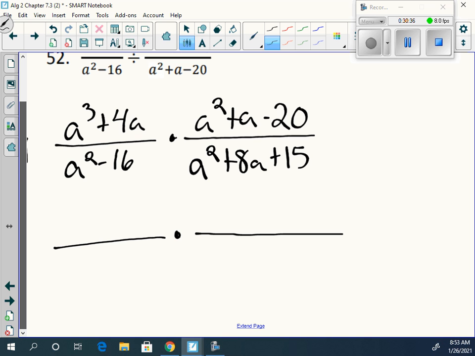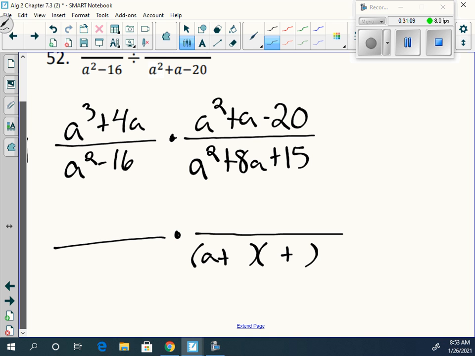So looking at these here, what do we think is going to be easier to factor first? The a squared minus 16 or a squared plus 8a plus 15? They would both be plus, yes.